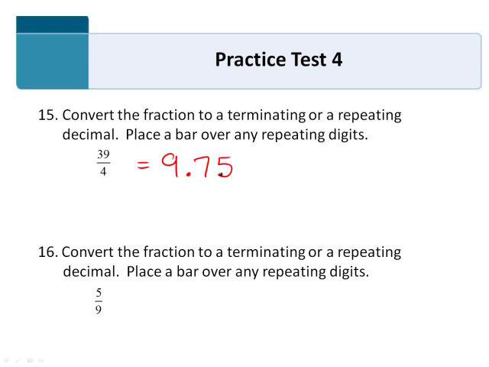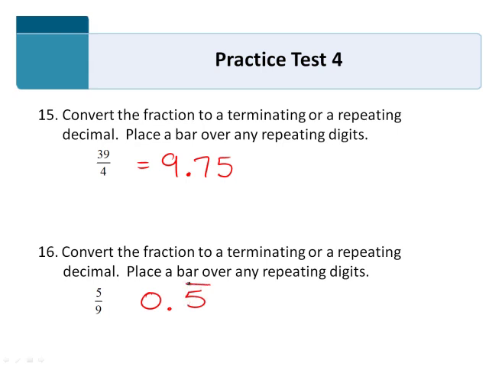Number 16. We're going to do the same thing. Convert the fraction to a terminating or a repeating decimal. Place a bar over any repeating digits. So 5 divided by 9 comes out to be 0.5, and the 5 repeats forever and ever.